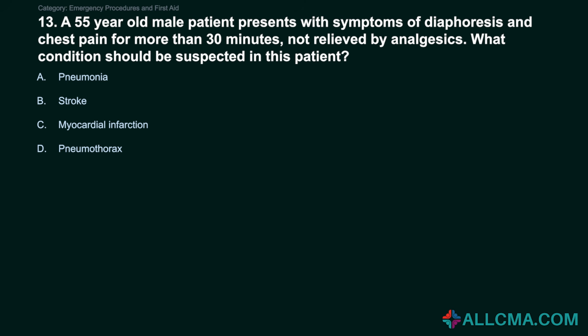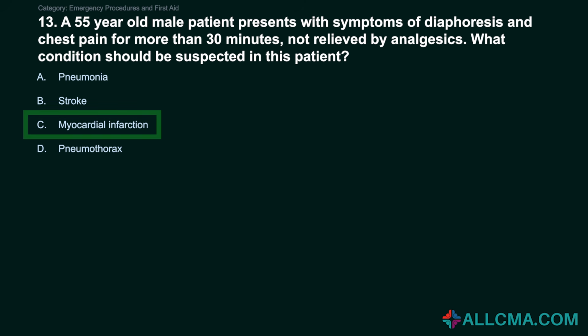13. A 55-year-old male patient presents with symptoms of diaphoresis and chest pain for more than 30 minutes, not relieved by analgesics. What condition should be suspected in this patient? A. Pneumonia. B. Stroke. C. Myocardial infarction. D. Pneumothorax. Correct answer: C.